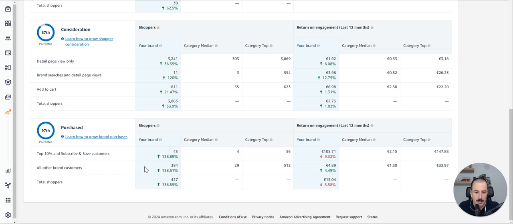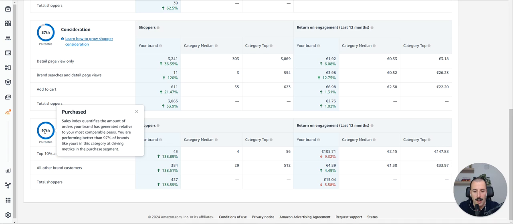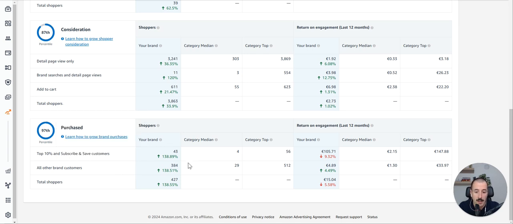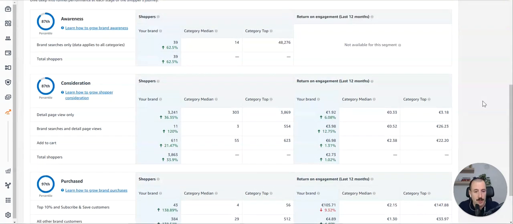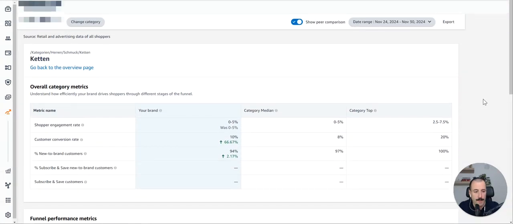And all other brand customers, aside from those, are listed here compared to the category median. That's way above category median, and that's why we are at the 97th percentile. You can see that between 97 and 100, it's only like 130 of them. So quite good. This is very useful for you to take a look at every few weeks, if not week by week.